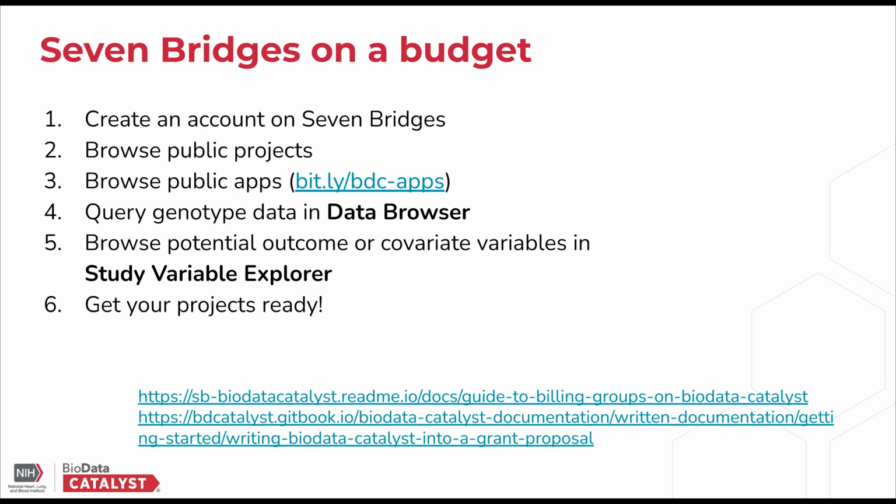Now, there's another feature called the Study Variable Explorer you can use. There is some overlap with PIC-SURE, and I'll talk about it briefly, but that's another way to look at aggregate counts of outcome or covariate variables. And finally, you can get your projects ready. You can make as many projects as you want. You just can't run the compute.